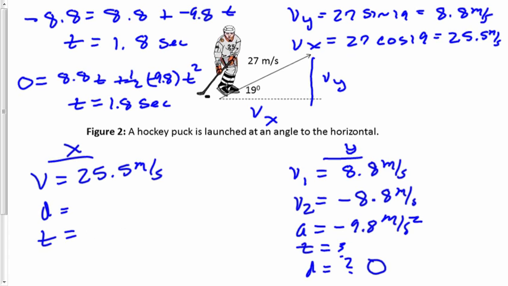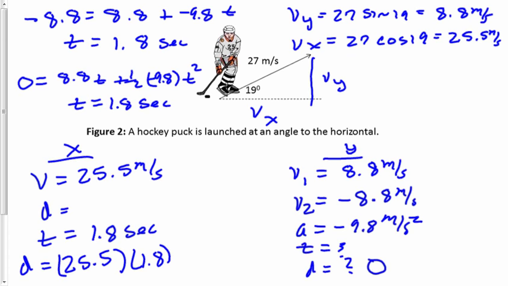Okay, now we record the 1.8 seconds here. And now we can use d equals vt, so displacement equals 25.5 multiplied by 1.8. And the horizontal range, or the distance it goes in the x direction, is 46 meters.